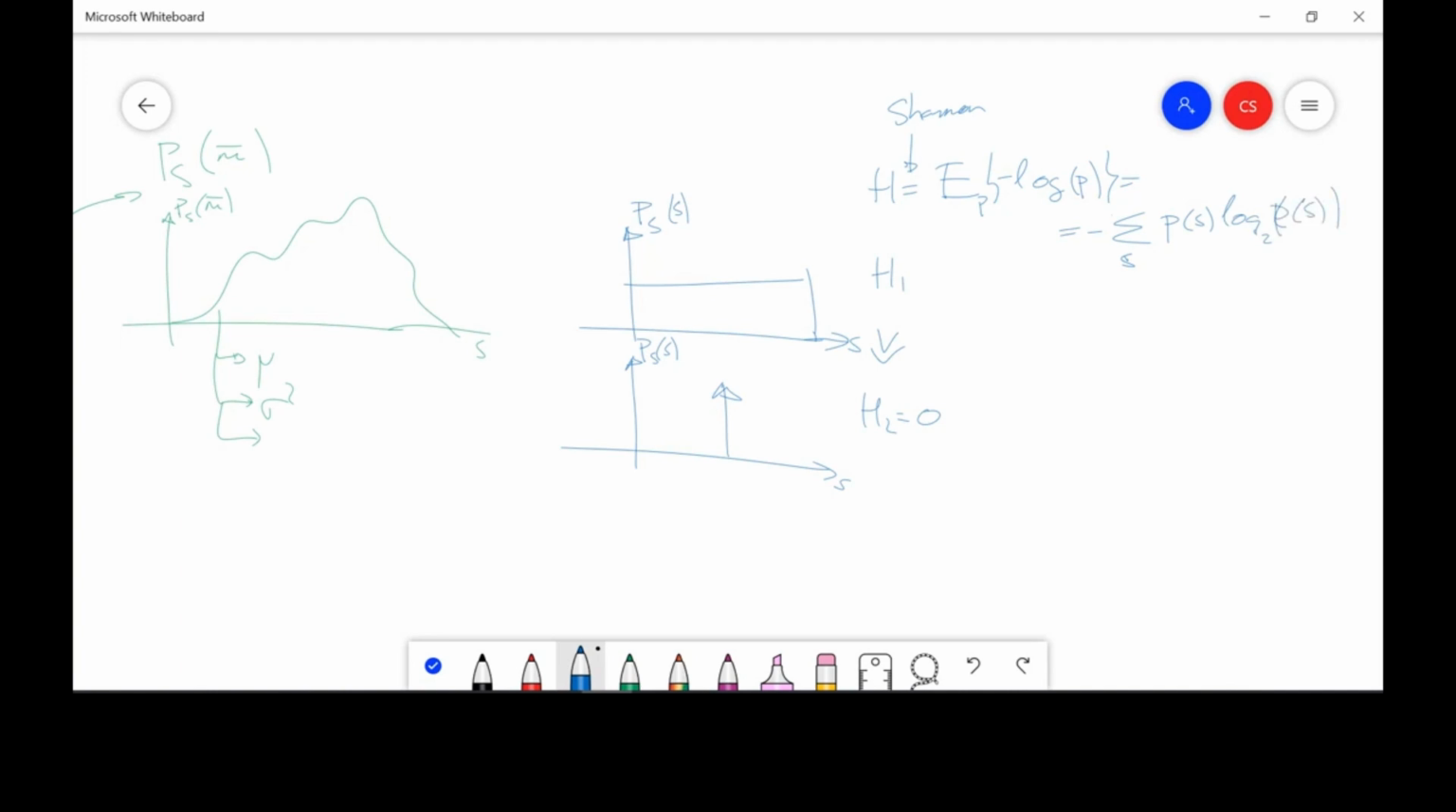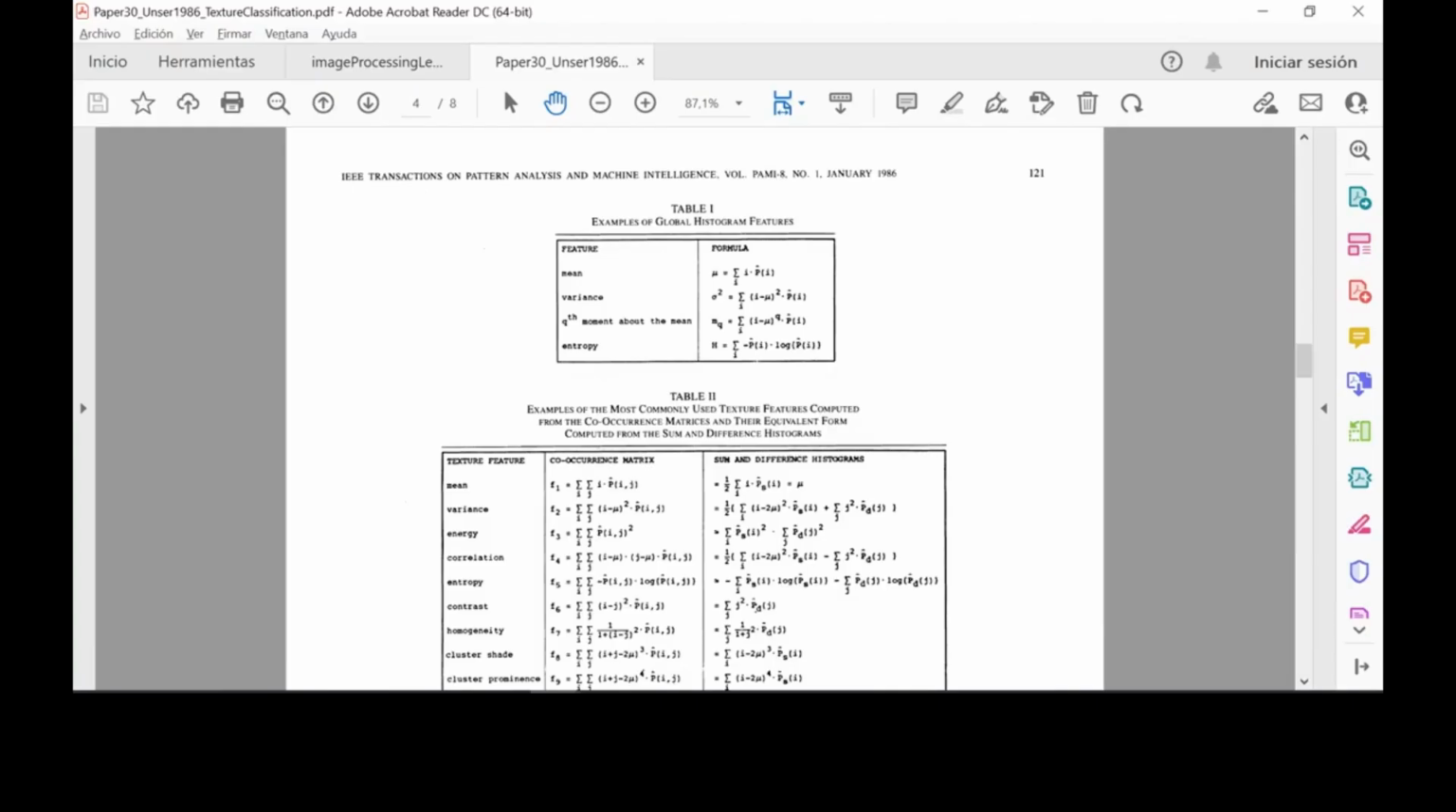So that's the sum. And what are the units of that? How do you measure entropy? What are the units of entropy? Bits. Okay, good.